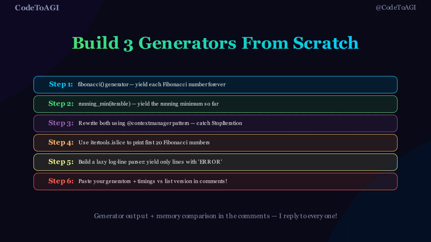Step 4. Build a lazy log line parser. Given a log file, yield only lines that contain the word error. Step 5. Compare memory. Measure sys.getsizeof on a list of the first 10,000 Fibonacci numbers versus the generator object.